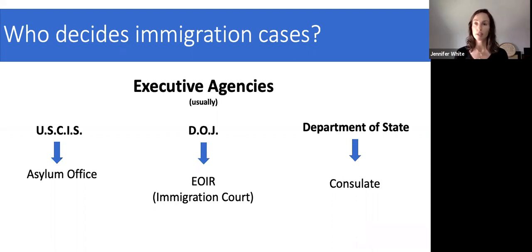Then we have the Department of Justice, and that houses Immigration Court. And then we have the State Department, which handles a number of different matters within immigration, but the one you're most likely to interact with is the different consulates. So if you're doing consular processing for a client that's abroad, you're most likely to interact with the State Department through that form of relief. So these are the big ones you're likely to interact with, particularly if you're working at a nonprofit.